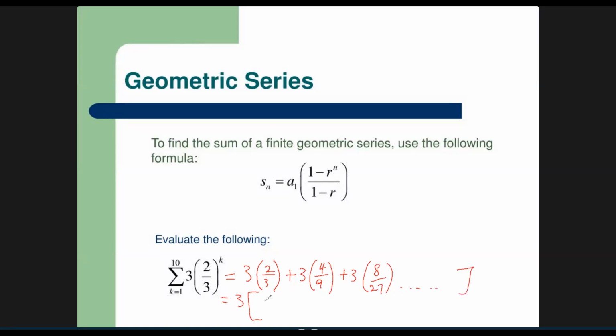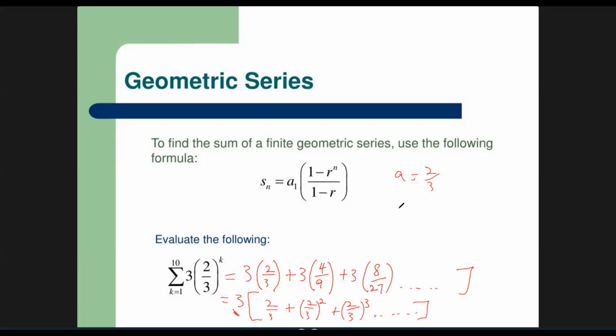So we'll have 2 over 3 plus 2 over 3 square plus 2 over 3 cube, right? That's what's happening. So don't worry about this 3 outside here. Leave that. You can multiply at the end. So you have A being 2 over 3.